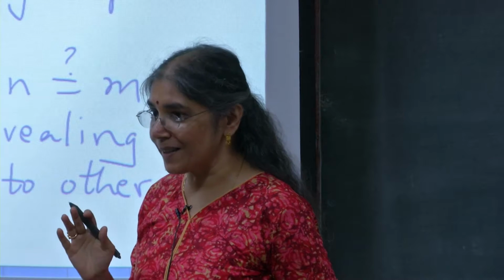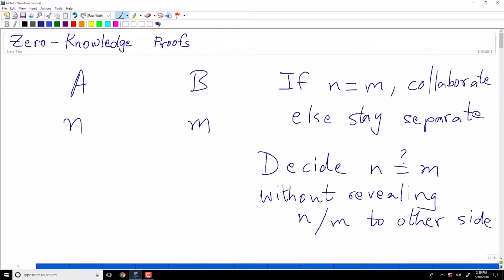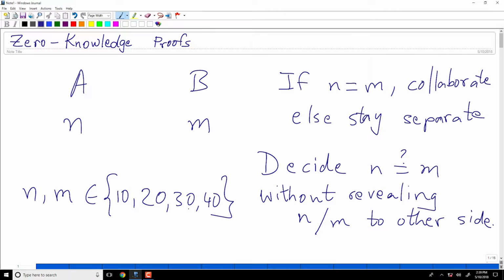So, there are 16 combinations, right? n and m belong to this set. How will they go around doing this? They can do whatever they want, but at the end we want this thing to be correctly decided.